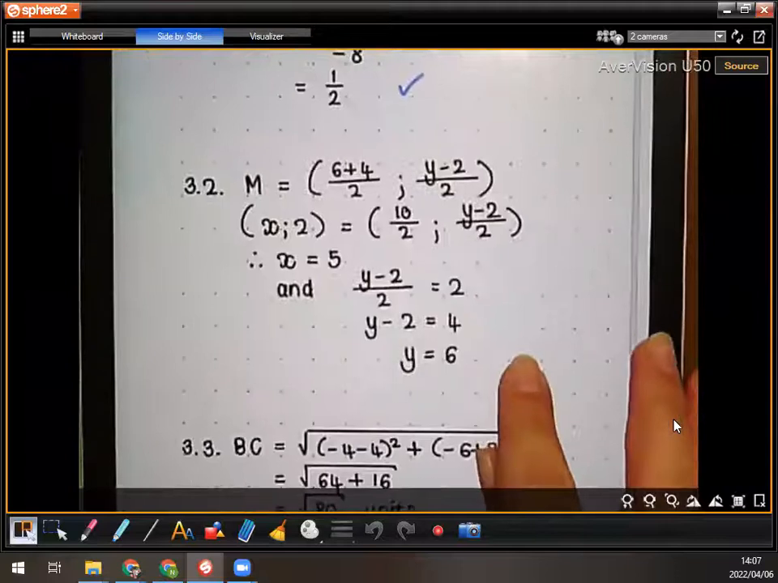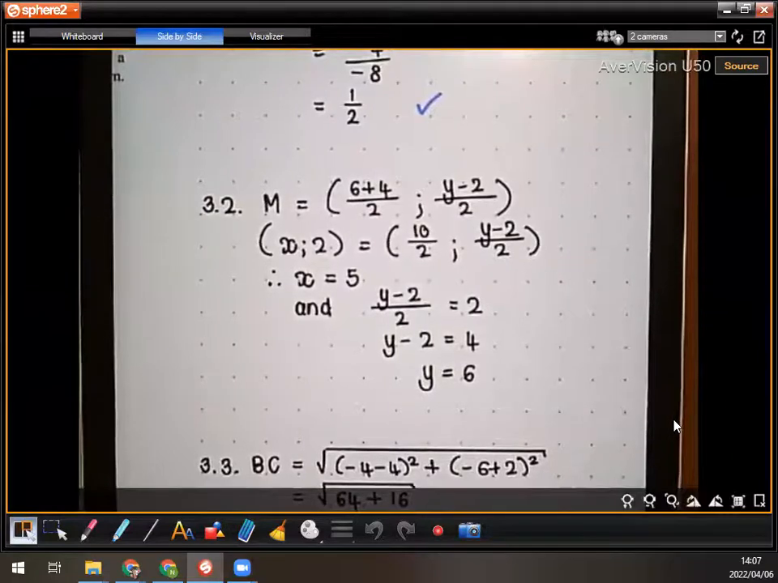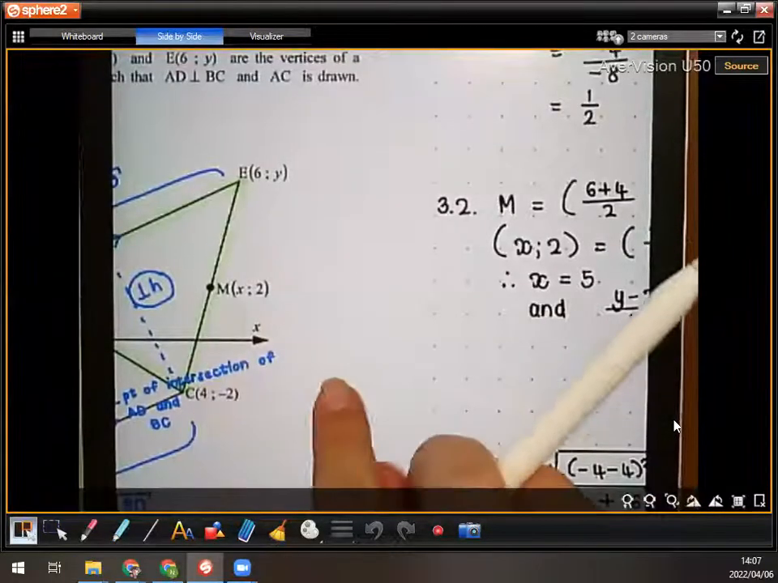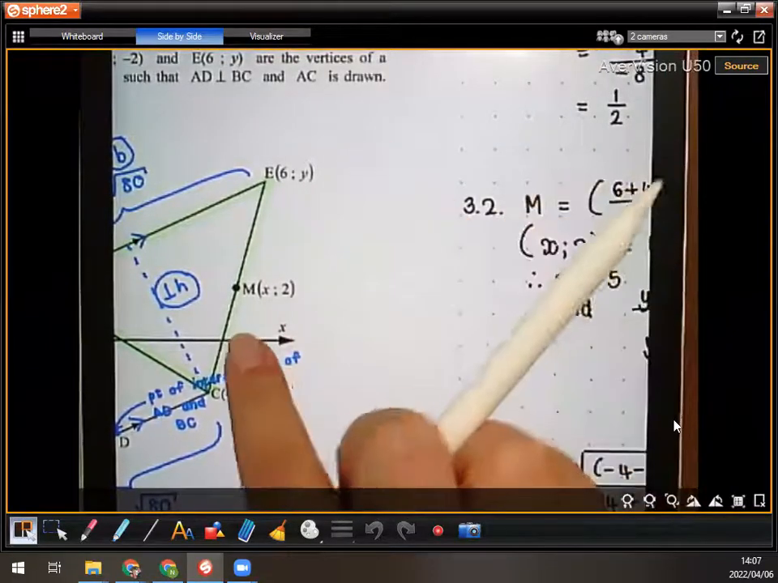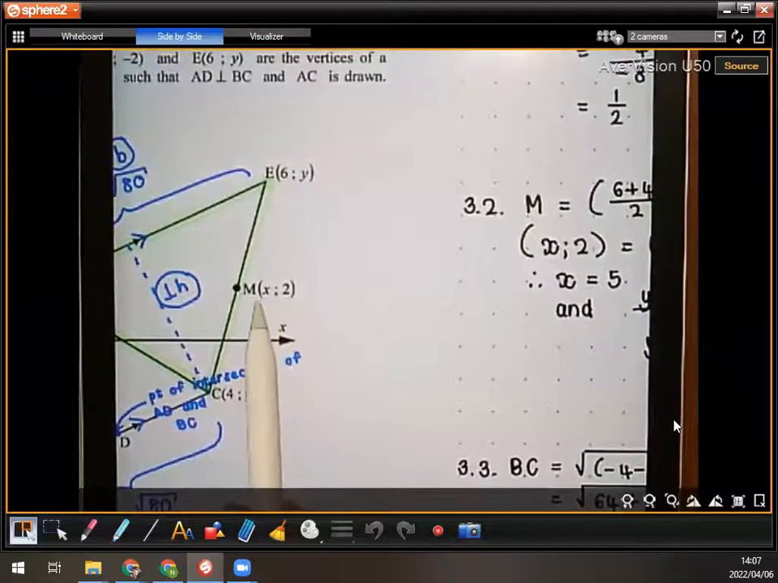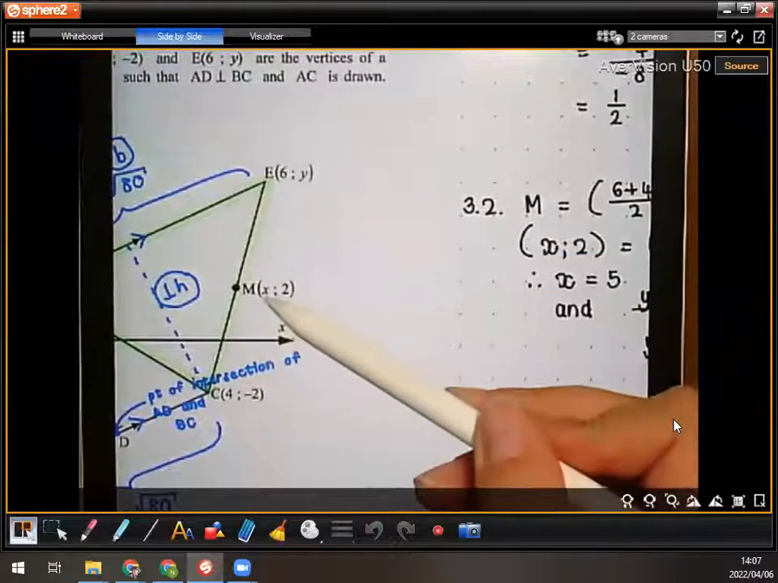Now, 3.2 is a midpoint question, but it was asked in a different way. They didn't ask you to just calculate the midpoint. They gave you the midpoint, right? They're telling you that M, which is this point here, M, is the midpoint of BC. Right? Now, if we're looking at M, they've given us the y value of M, but not the x value. Okay, but we have the x value of the other two. Right? So we can easily calculate what x is.